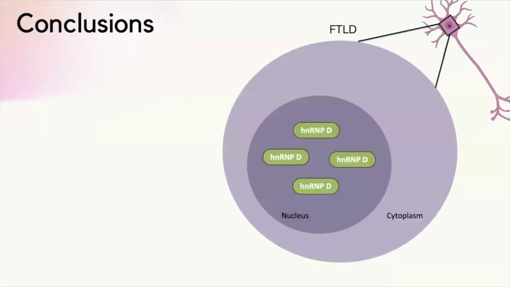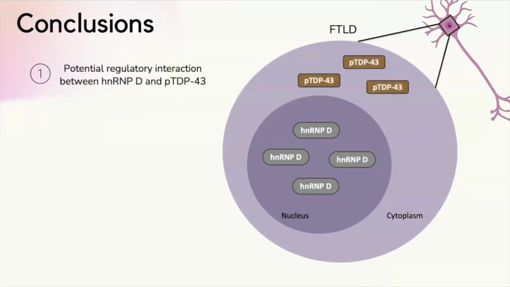pTDP-43. In conclusion, we suggest that the nuclear loss of hnRNPD in FTLD cases and its significant relationship with cytoplasmic pTDP-43 may suggest a regulatory interaction between proteins. So both hnRNPDL and hnRNPA-B have important roles in neuronal function, with hnRNPDL modulating the splicing of cytoskeleton and synapse genes, and then hnRNPA-B playing a role in neuronal survival and glutamate signaling, which are both impaired in FTLD.